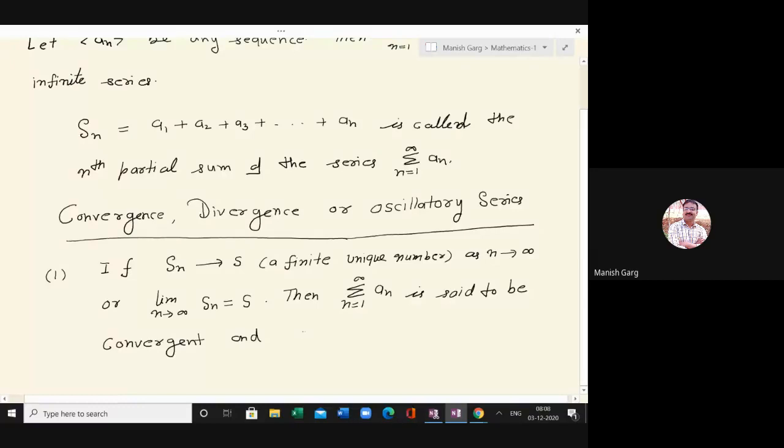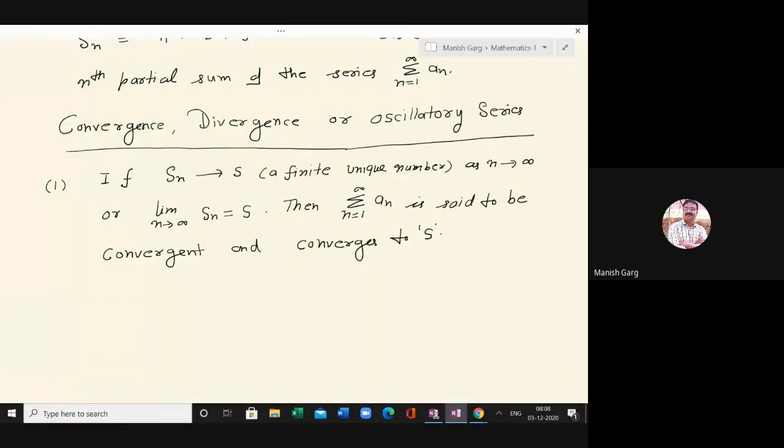and converges to this number S. So if limit n tends to infinity Sn is equal to S, or Sn converges to a finite unique number, then this series is said to be convergent, and it converges to S. Second point, if Sn tends to plus or minus infinity as n tends to infinity, or limit n tends to infinity Sn is plus or minus infinity, then this series a_n is said to be divergent and diverges to plus or minus infinity.